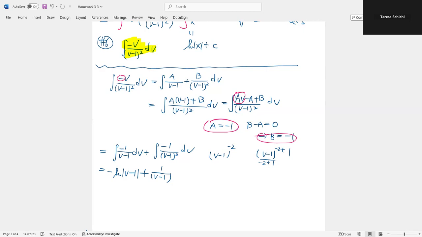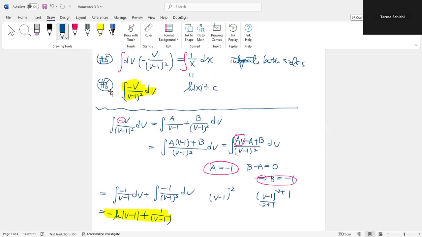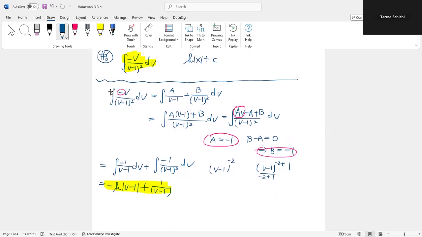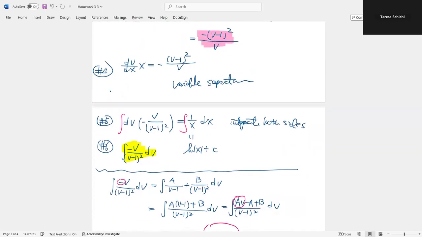Now let me put the color codings here. I will be able to substitute back into the equation. So what do we have? We will have a natural log, negative ln of |v minus 1|, plus 1 over v minus 1, and the yellow matches the yellow, is equal to the natural log of x plus c.